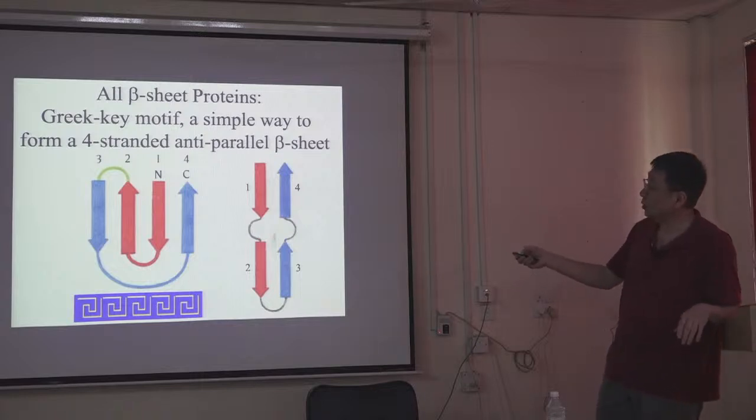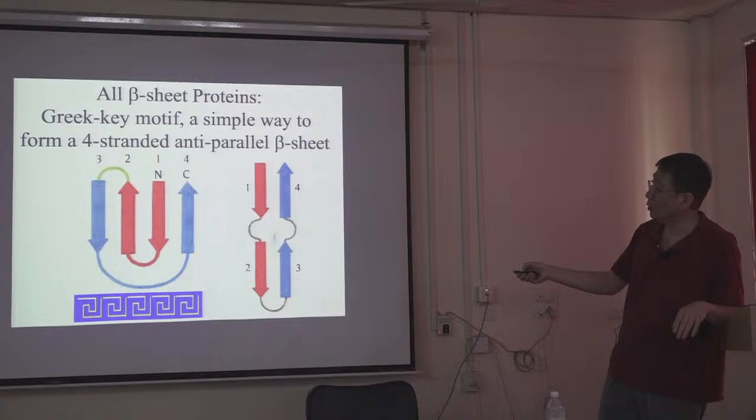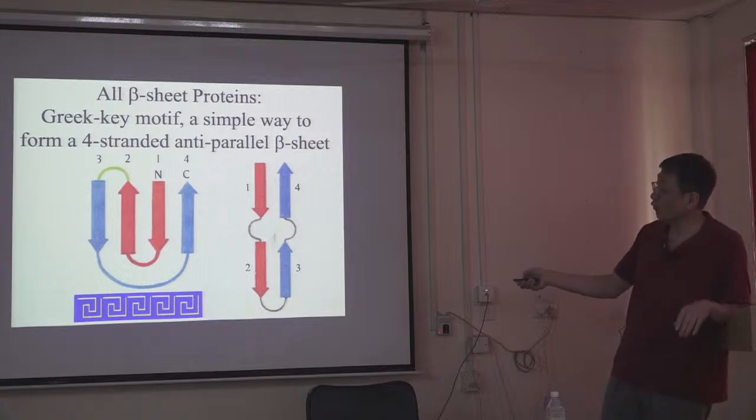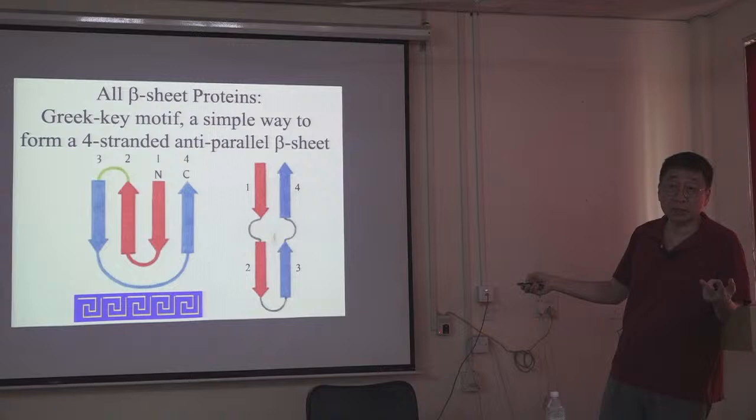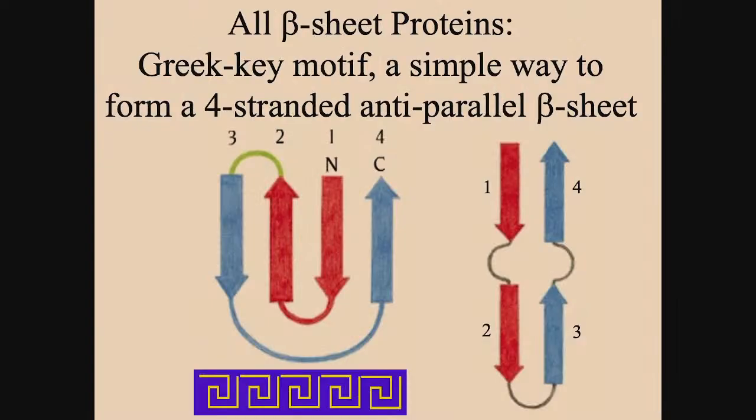So you have a strand coming down, a flexible loop in the middle, another strand, and then a quick reverse turn. Could be a beta hairpin, like I just showed you. And then, so 2 and 3 form a 2-stranded beta sheet, and then a loop, and then 1 and 4 form a beta sheet. So a very simple structure that can be folded using very local sequences.